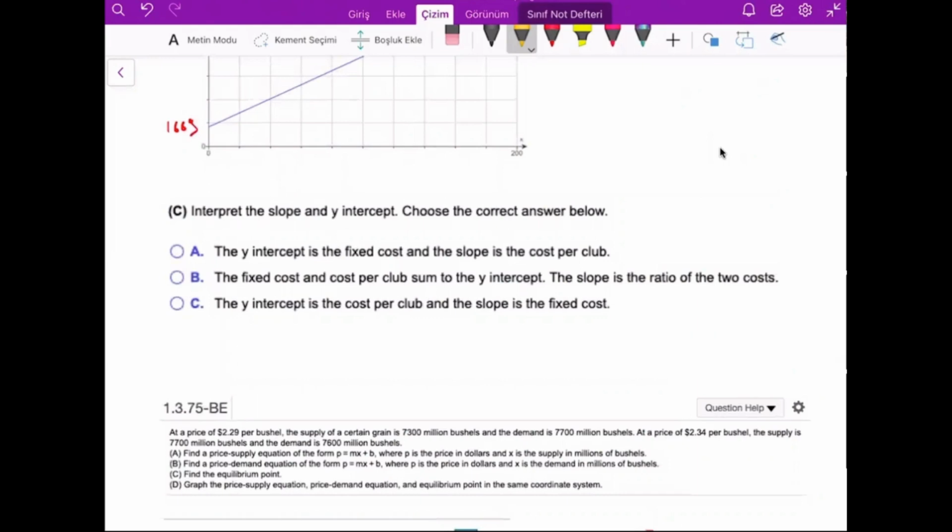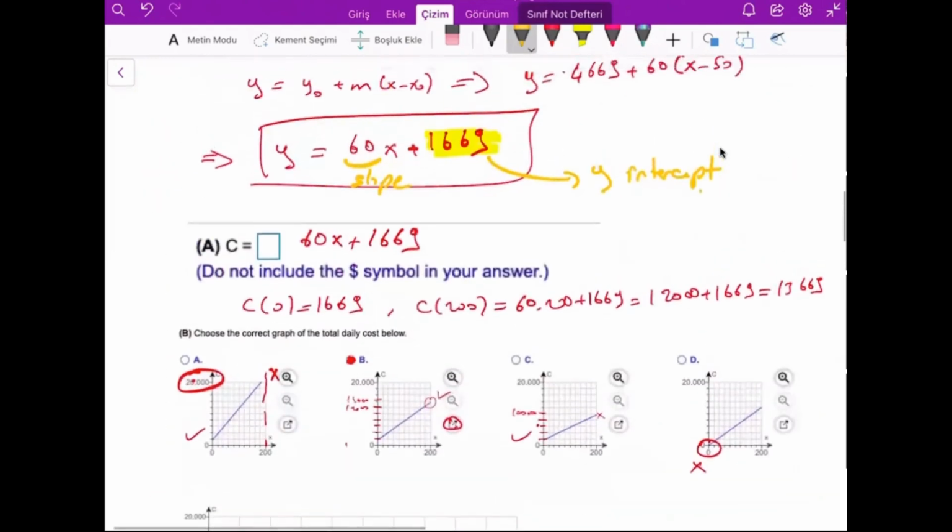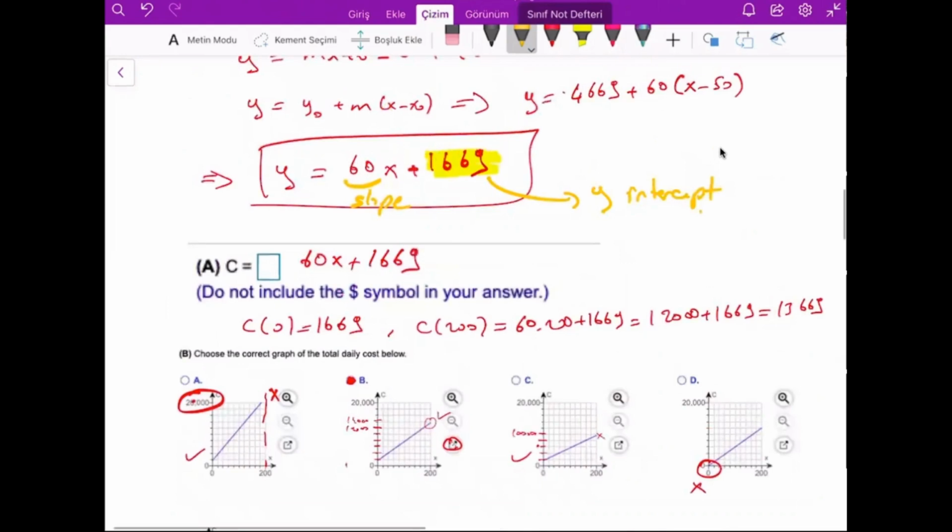Okay, here we should make some comments. So this is the cost function. So the y-intercept is our fixed cost. Okay, so this is fixed cost. This is variable cost. At the beginning of the first hour, I said that. But altogether, this is variable cost. The value 60 is the cost of each item.